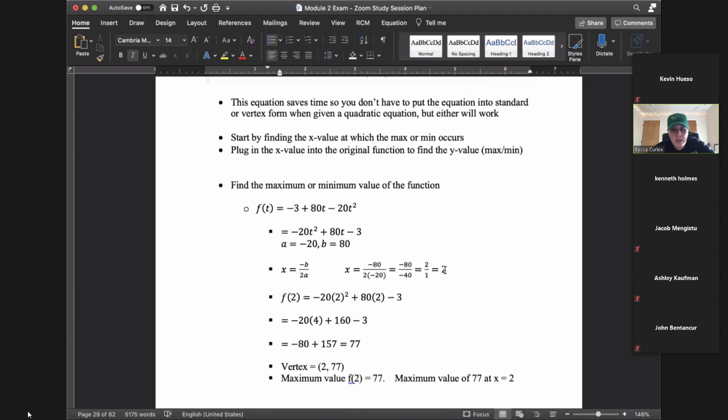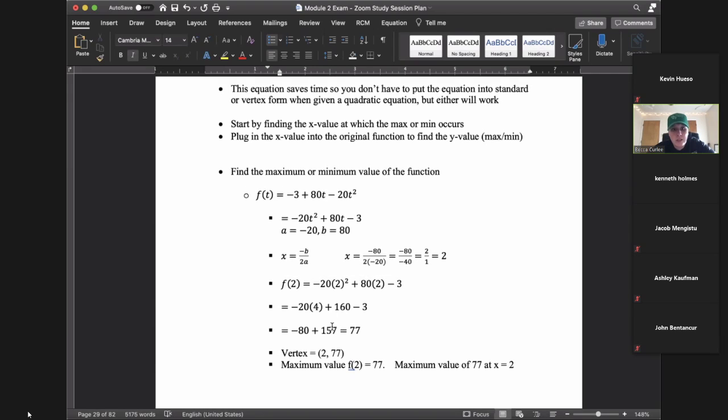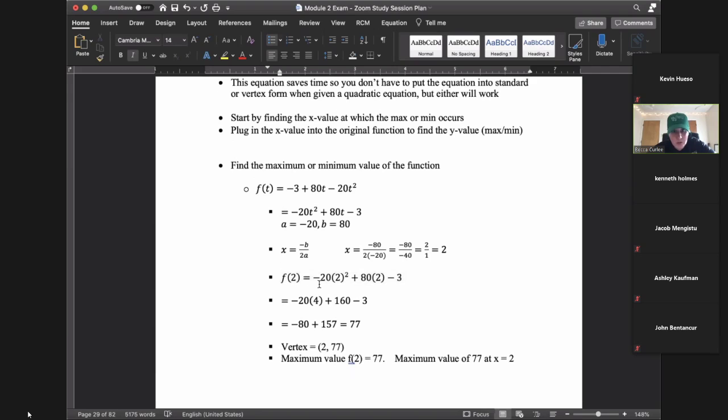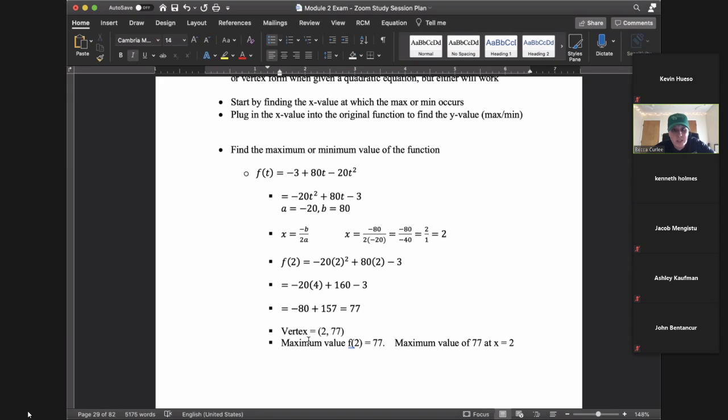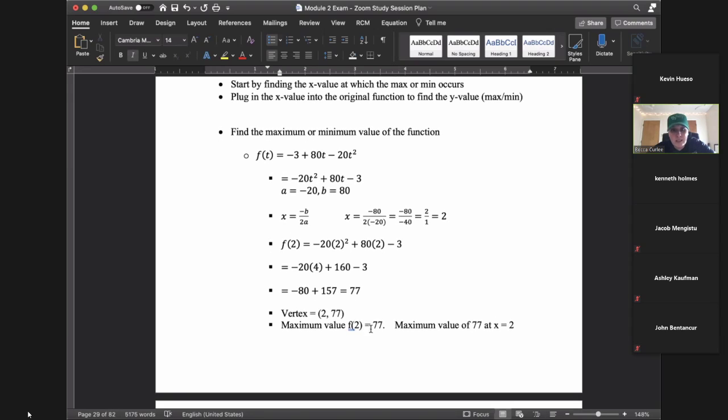Now that you know it occurs at x equals 2, we've only found x so far. So we've got to plug what we found, x equals 2, into the whole function that we were given so that we can find the y value at which the maximum or minimum occurs. So you're going to take f of 2, which is -20 times 2 squared plus 80 times 2 minus 3. That equals -20 times 4 plus 160 minus 3. That gives us -80 plus 157, which equals 77. So the vertex we now know is 2, 77. And the maximum value is 77, and it occurs at x equals 2.